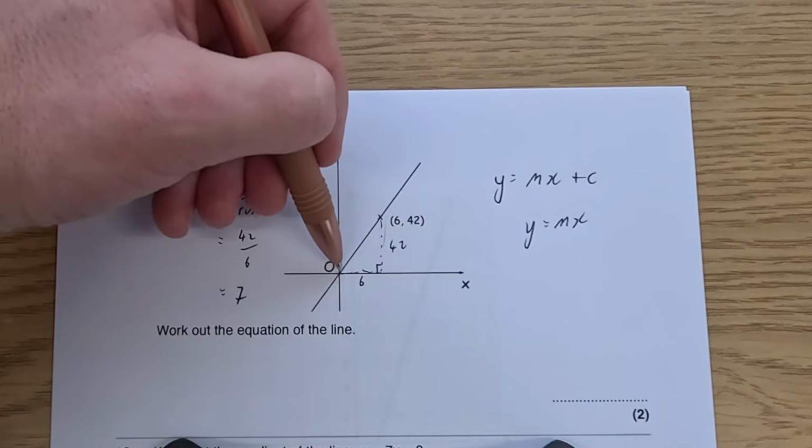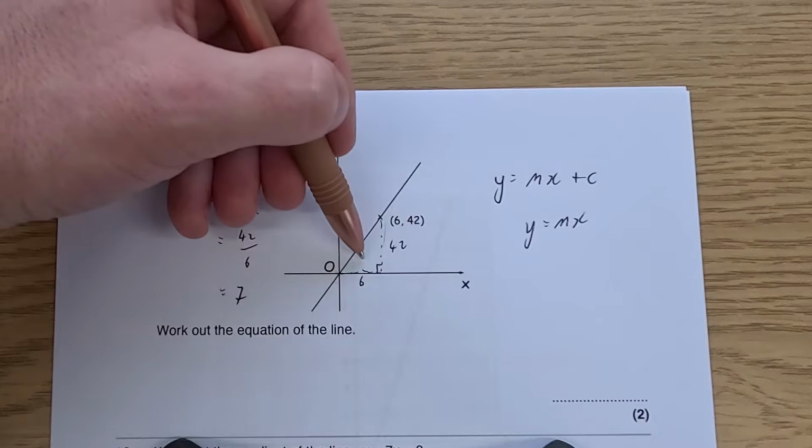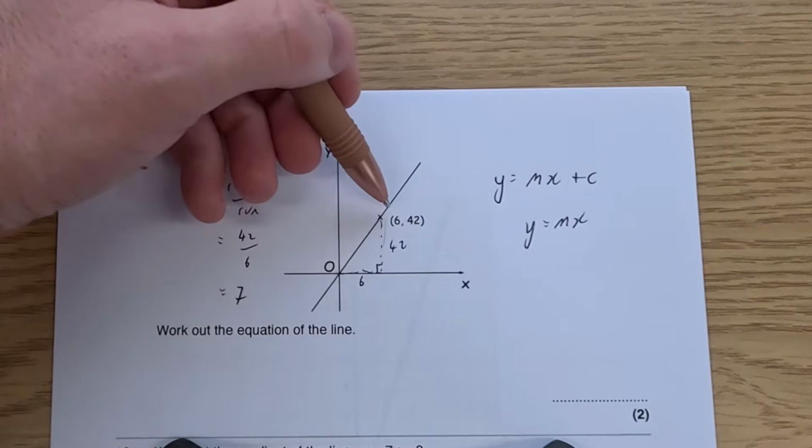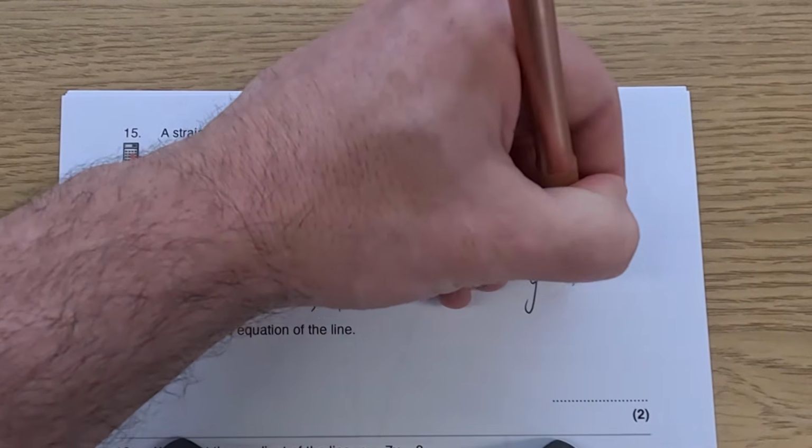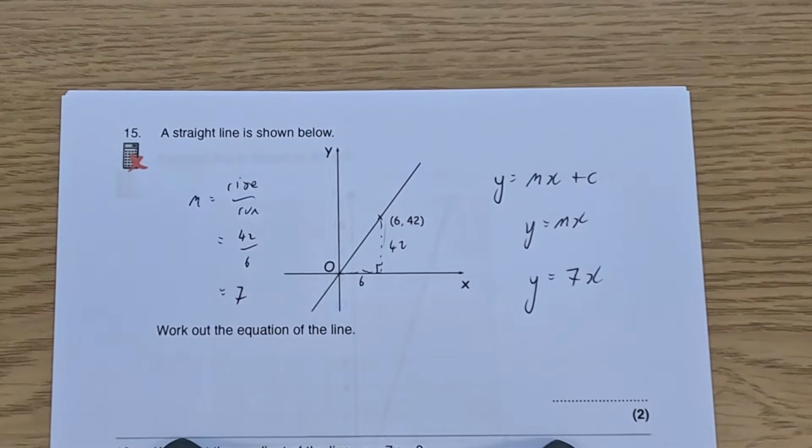If you start off at the origin and you go across 1, you'd go up 7, across 1, up 7, across 1, up 7, and so on, and you'd get to (6, 42). And that's it. So the equation of that line is y equals 7x. And that's it. Okay, let's look at our next question, question number 16.